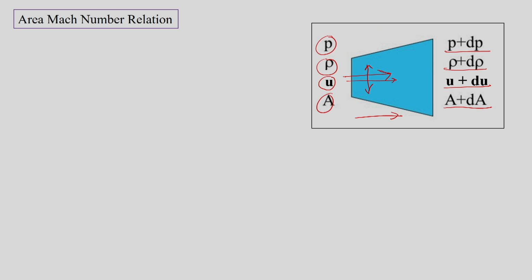So, let us try to derive the area Mach number relation from the perspective of quasi one dimensional flow. Earlier, in one dimensional flow, we had considered rho u is equal to constant, but now for quasi one dimensional flow, in general we will have rho into A into u is equal to constant.